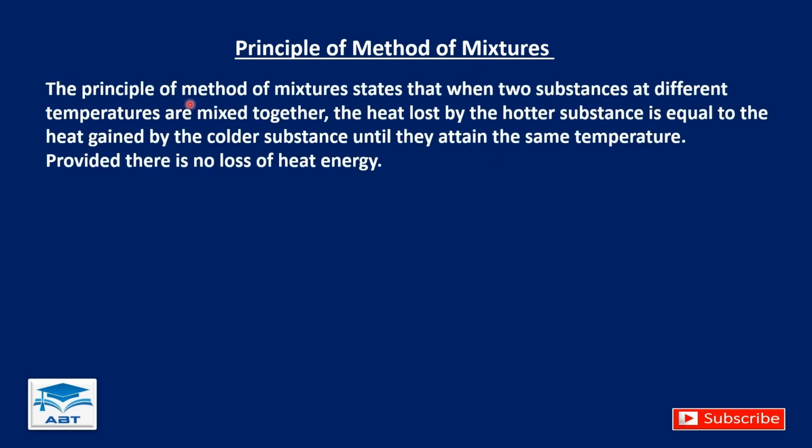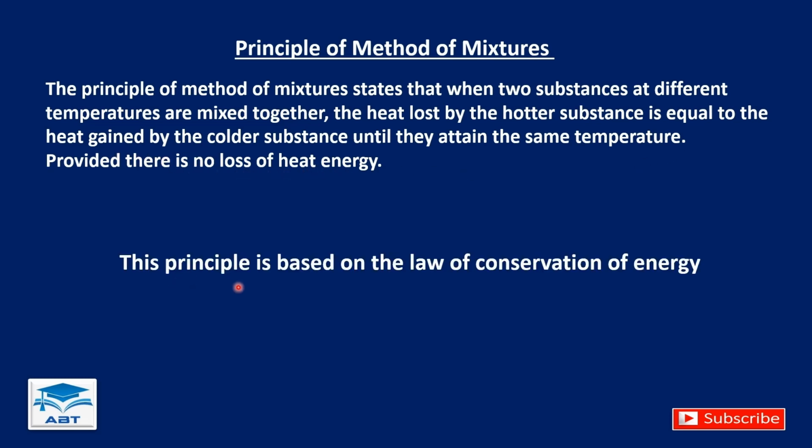The principle of method of mixtures states that when two substances at different temperatures are mixed together, the heat lost by the hotter substance is equal to the heat gained by the colder substance until they attain the same temperature, provided there is no loss of heat energy. This principle is based on the law of conservation of energy. Now let's solve some examples using this principle.